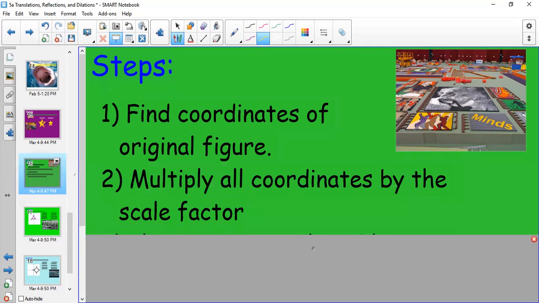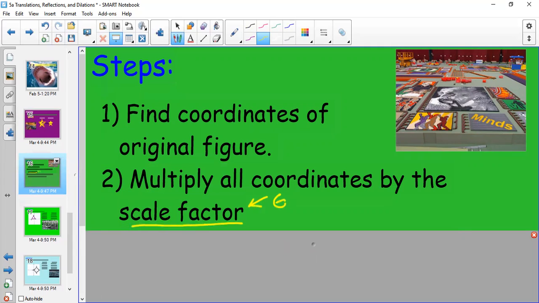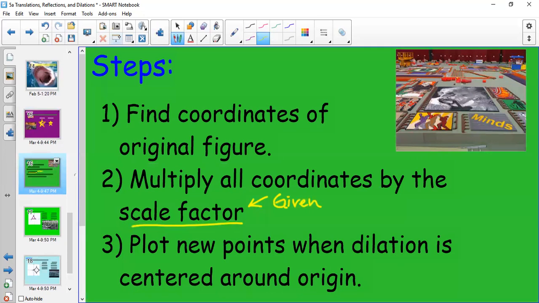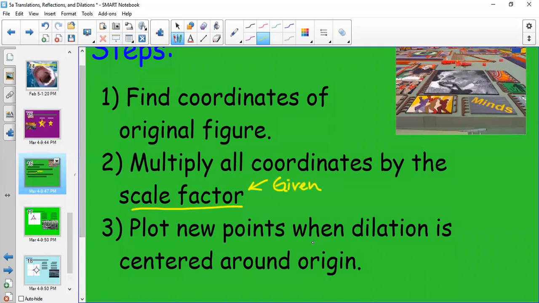Step 2 is to multiply all of those coordinates by the scale factor. Again, the scale factor will be given in the problem. And our third step is to now plot your new points. And I added this when dilation is centered around the origin. We will always dilate around the origin, at least in pre-algebra and geometry, you might not. I just didn't want you guys to get confused when you saw that wording.